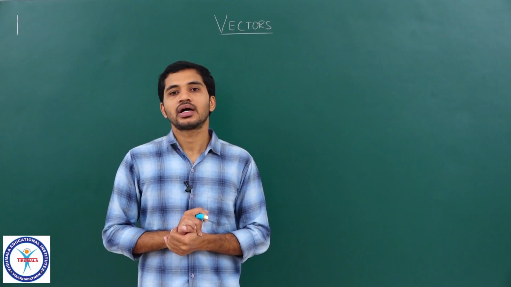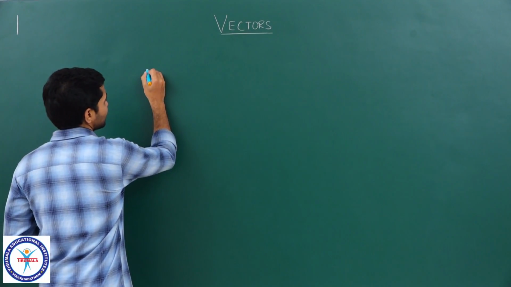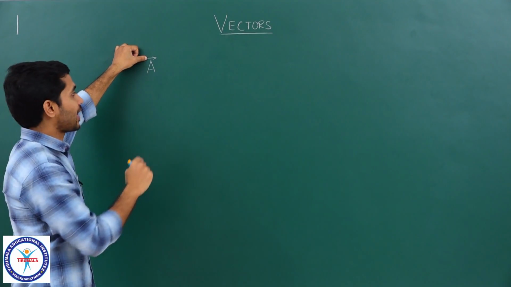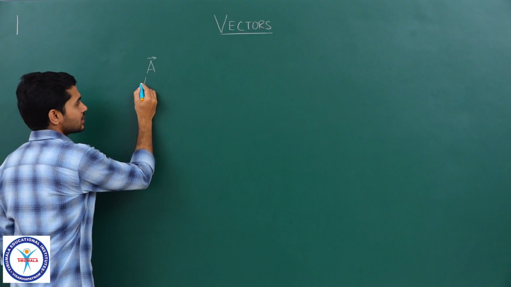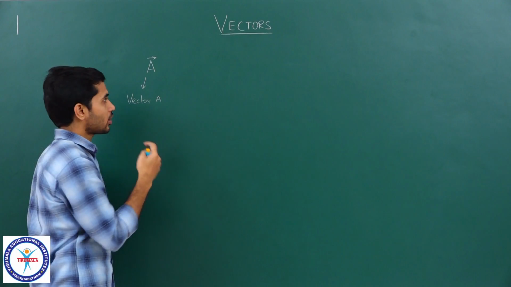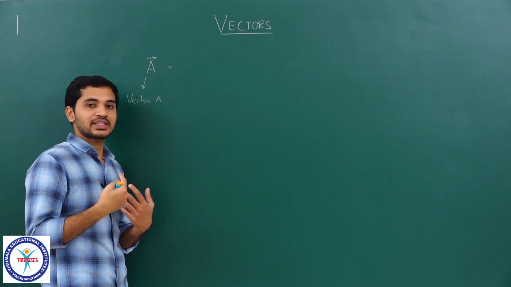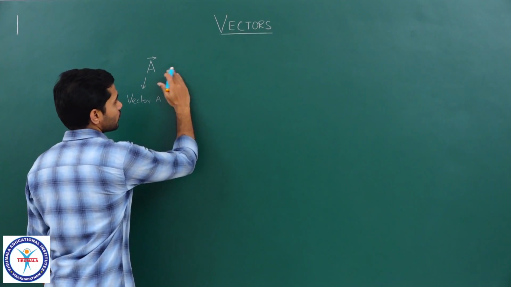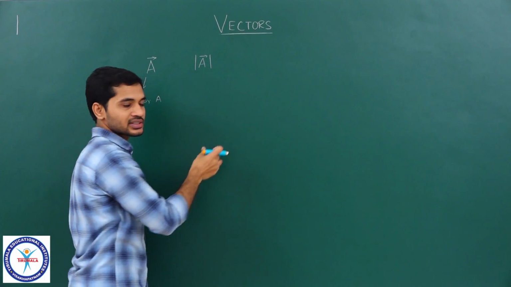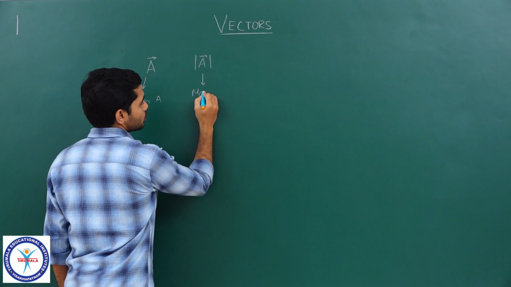We will now understand how to generally represent a vector. A vector is generally represented in this manner, with a bar, a small arrow mark above it, which represents that this is vector A. Like I told you, a vector has two properties. One is its magnitude, and the magnitude of a vector is represented by putting a modulus before it.